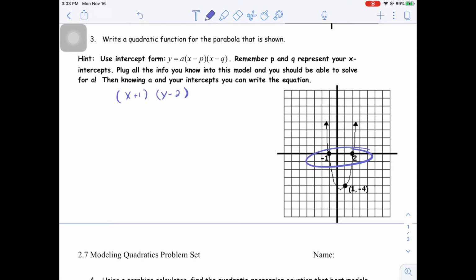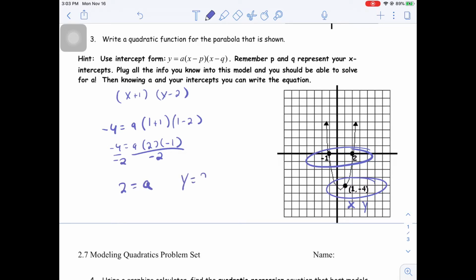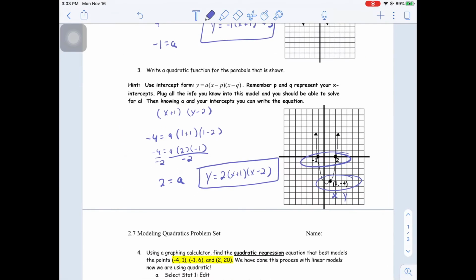Again, we are not sure of the a value here, so we need to find it. We do know another point. We know that we have an x that's 1 and a y that's negative 4. So we're going to say negative 4 is equal to a times (1 plus 1) times (1 minus 2). So negative 4 equals a times 2 times negative 1. So that's negative 2. So then we get 2 is equal to a. So our equation would be y is equal to 2(x plus 1)(x minus 2), and that would be our equation.